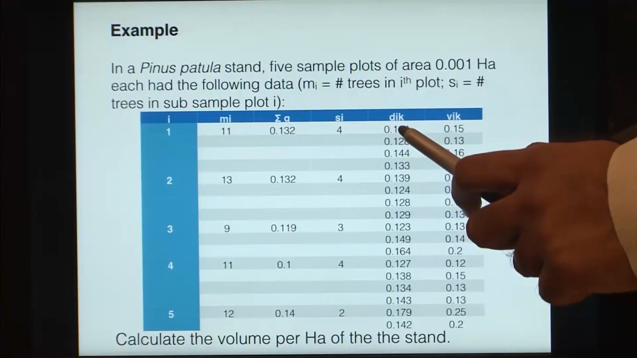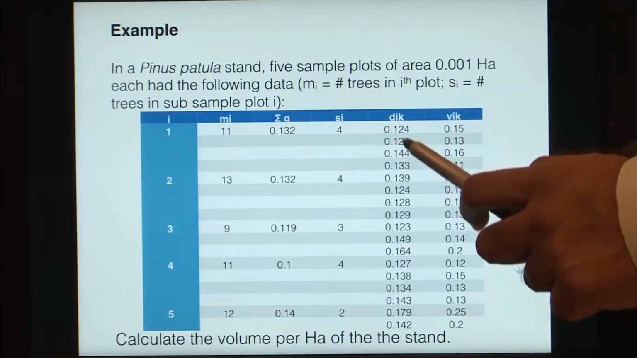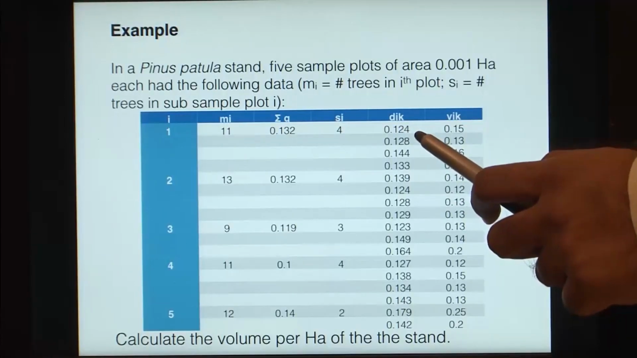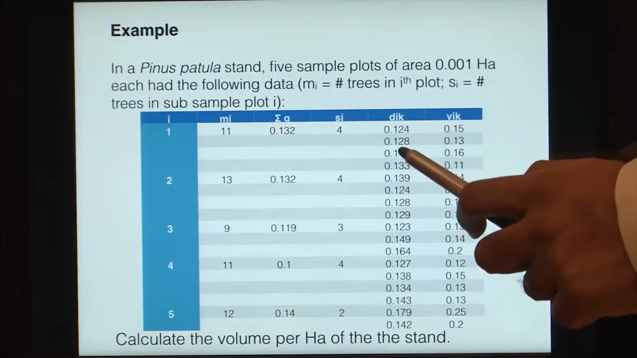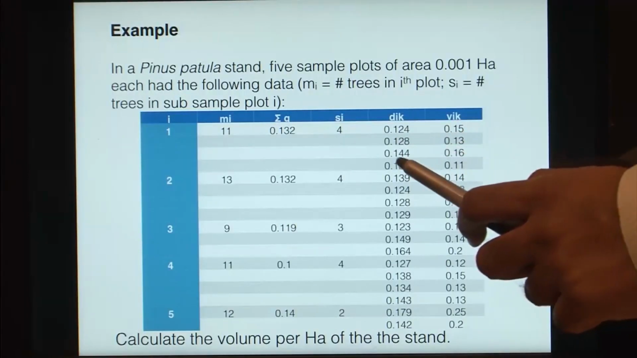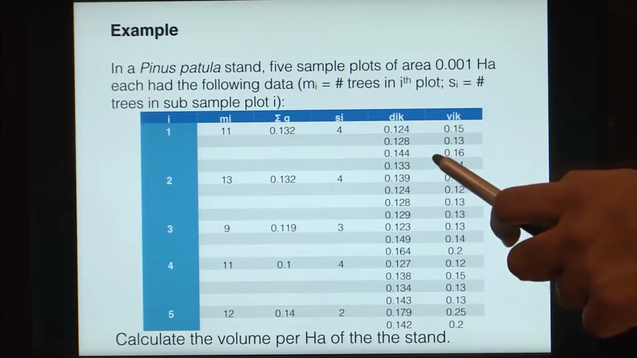So, here are the 4 trees 1, 2, 3 and 4. The first tree has this diameter and this volume. Diameter is given in meters, volume is given in cubic meters. For the second tree these are the diameters and volumes, and similarly for the third one and for the fourth one.